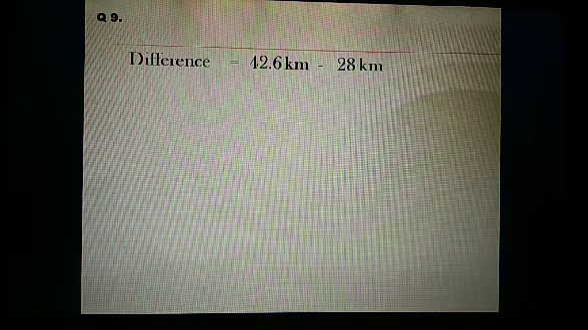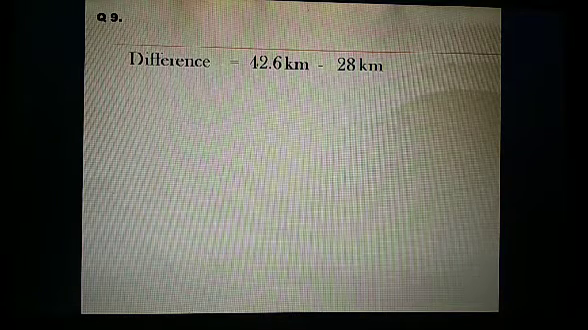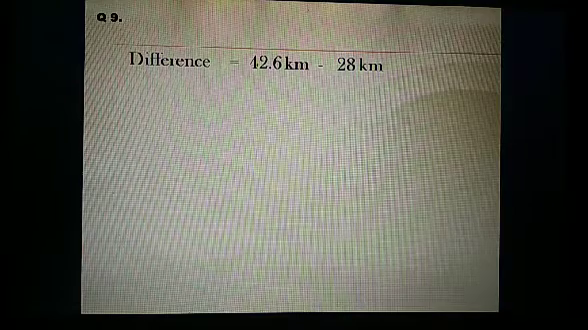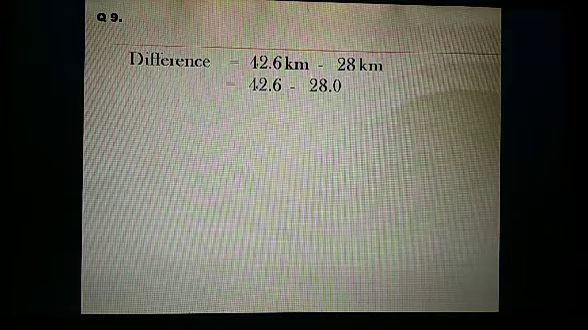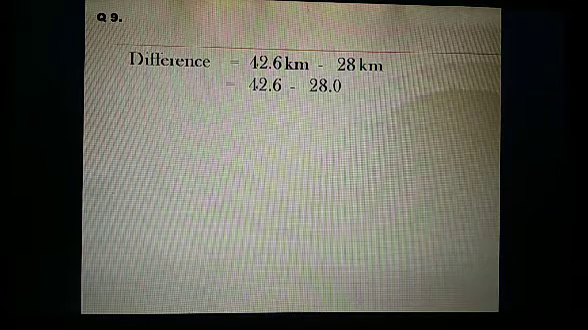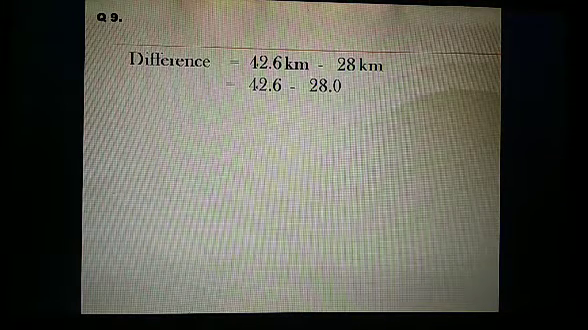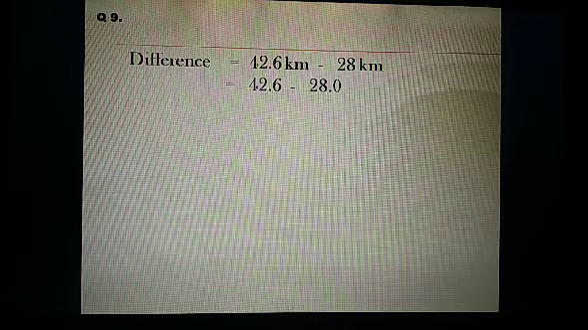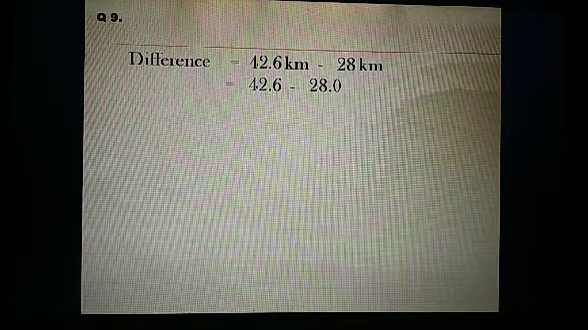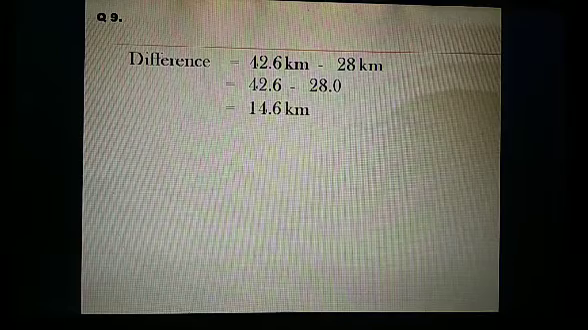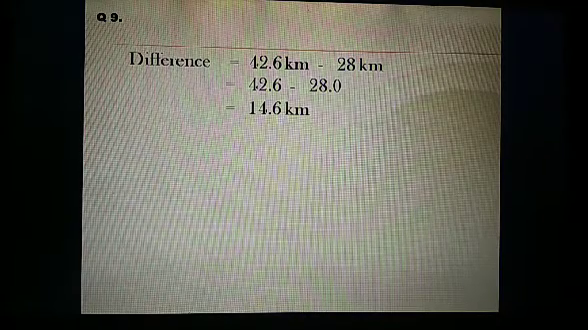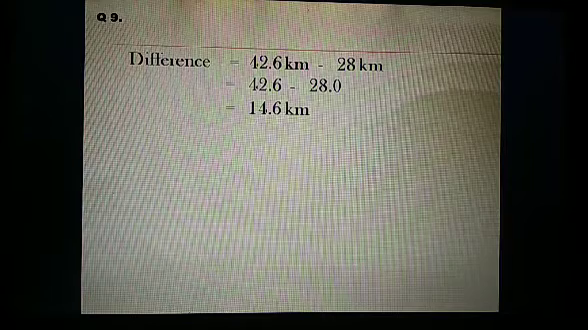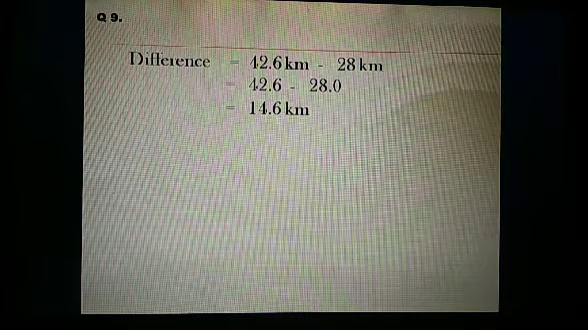To convert it into decimal, we will add 1 digit in the decimal part and that is 0. It will not make any change. Now subtracting the two, first subtract the decimal part and then the whole part. Yes, what will be your answer? It's 14.6 kilometer. This is your final answer.